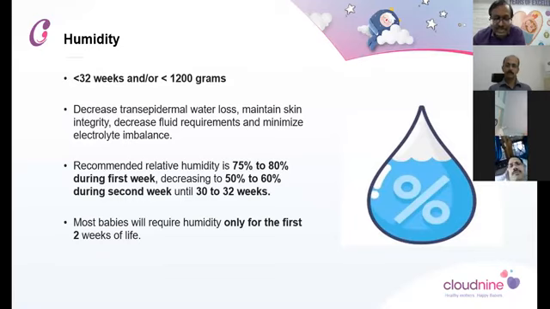Usually we start around 80% in the first week and we reduce to 50 to 60% in the second week. Until 30 to 32 weeks we can. And most of the time only 2 weeks of humidity is enough, because as I told you, the skin maturation is faster when the baby is in the extrauterine period.